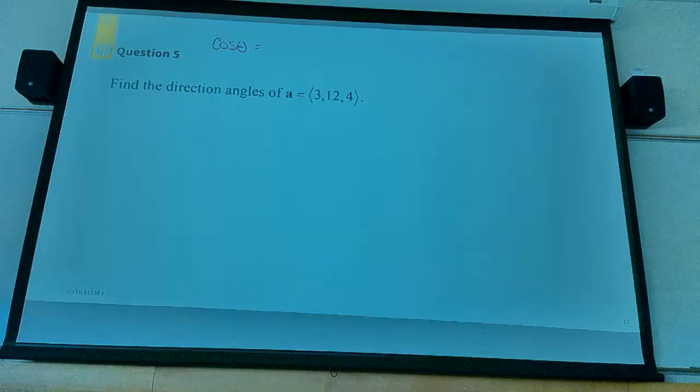So we're going to start with this. Right, we already know that. So using that, cosine of alpha, what does alpha measure? Angle with respect to the x-axis. And what vector represents the x-axis? 1, 0, 0. So I'll just write it as i hat.